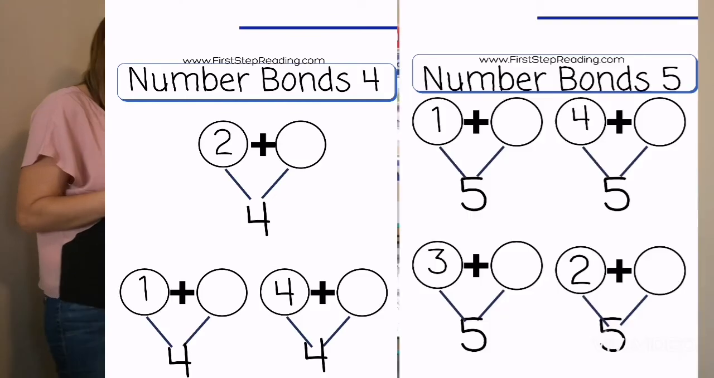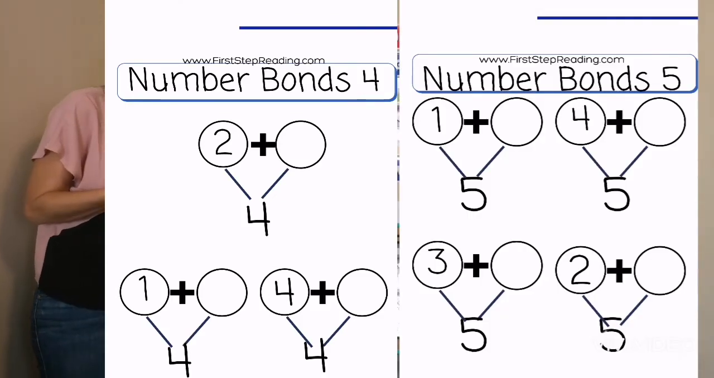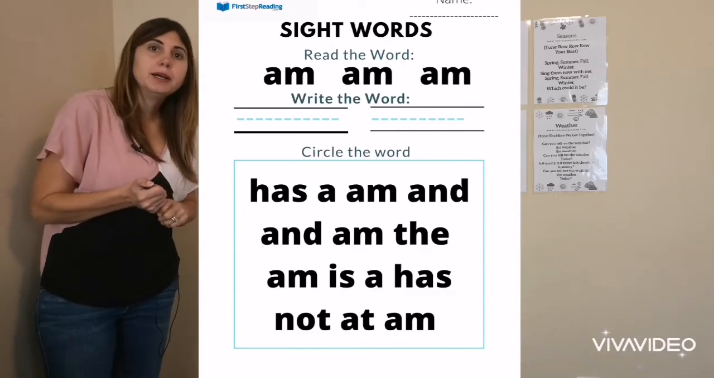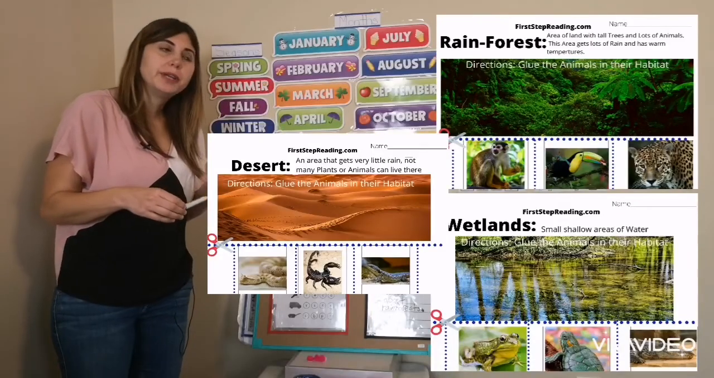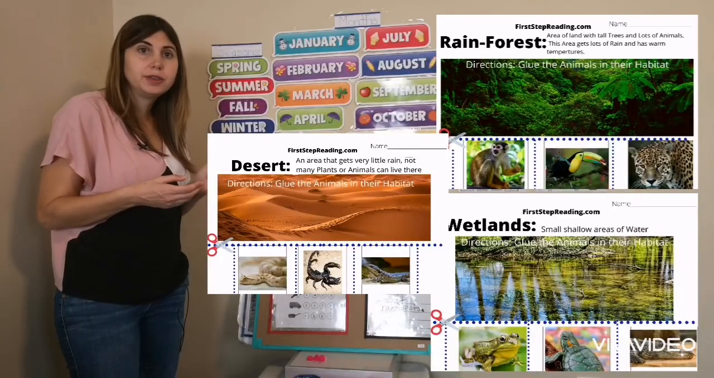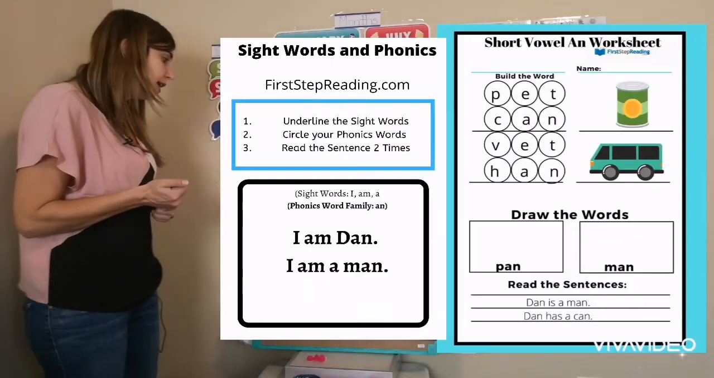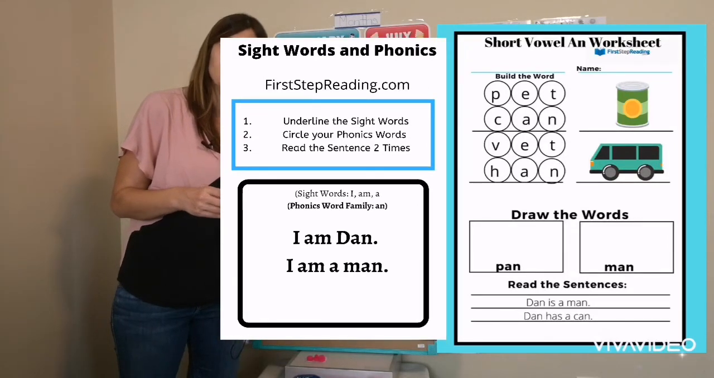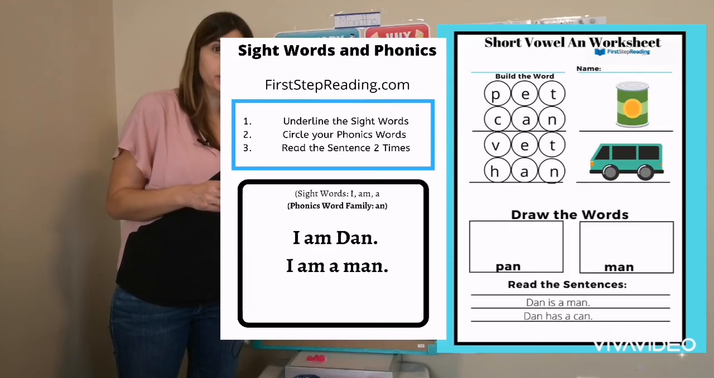So again, we learned number bonds. We learned the sight word am. We learned about 3 different habitats. We learned about the wetlands, the deserts, and the rainforests. And we learned how to read 3-letter blends with an word families.